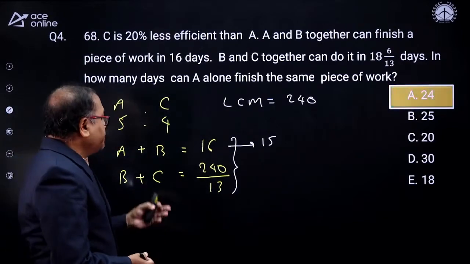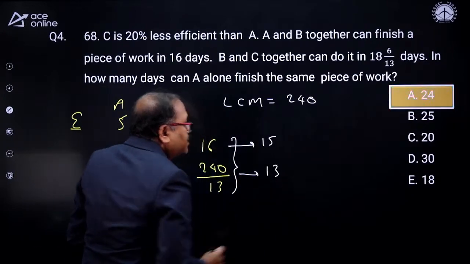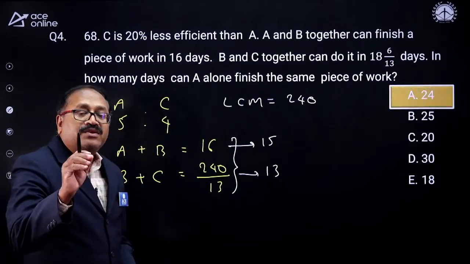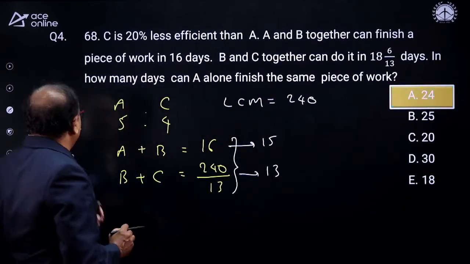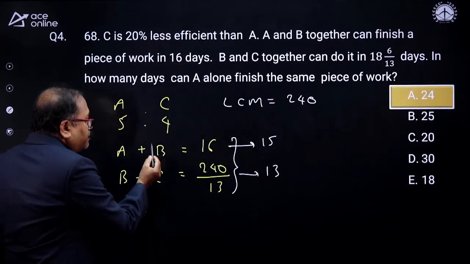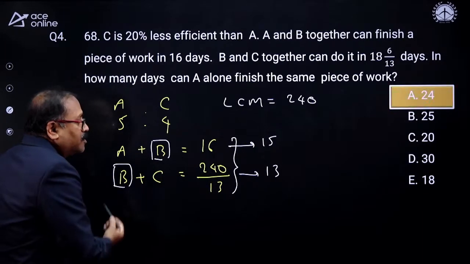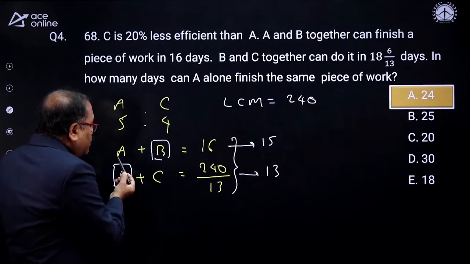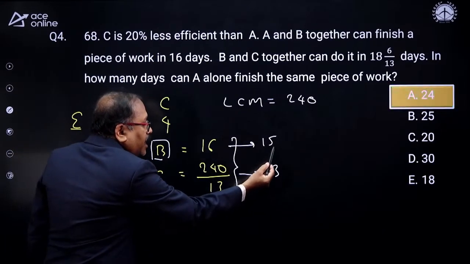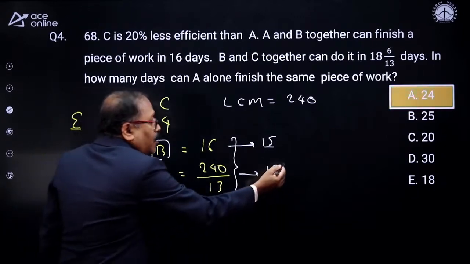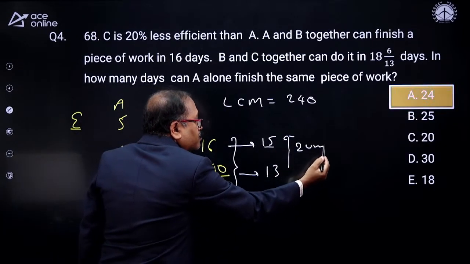So this is 13 units per day. Did you notice that? Everyone listen to me carefully here. Here B is there, and here also B is there. But here it's A and here it's C. Here it is 13 units and here it is 15 units. How many units more? 2 units more.